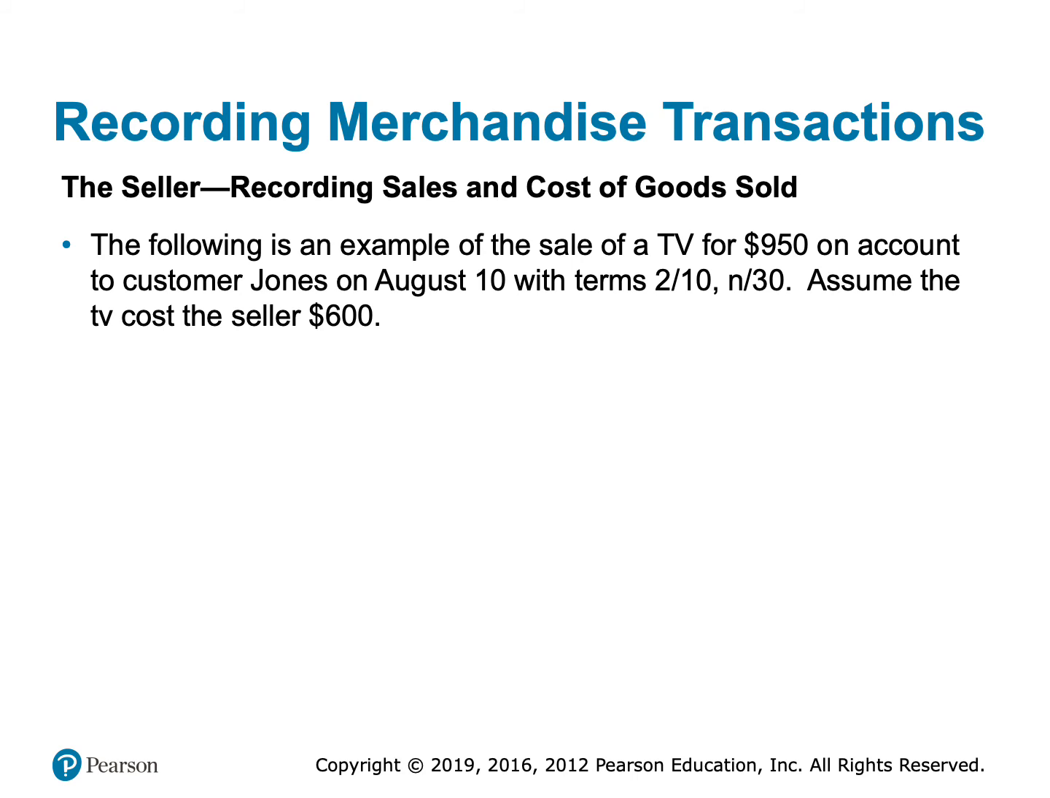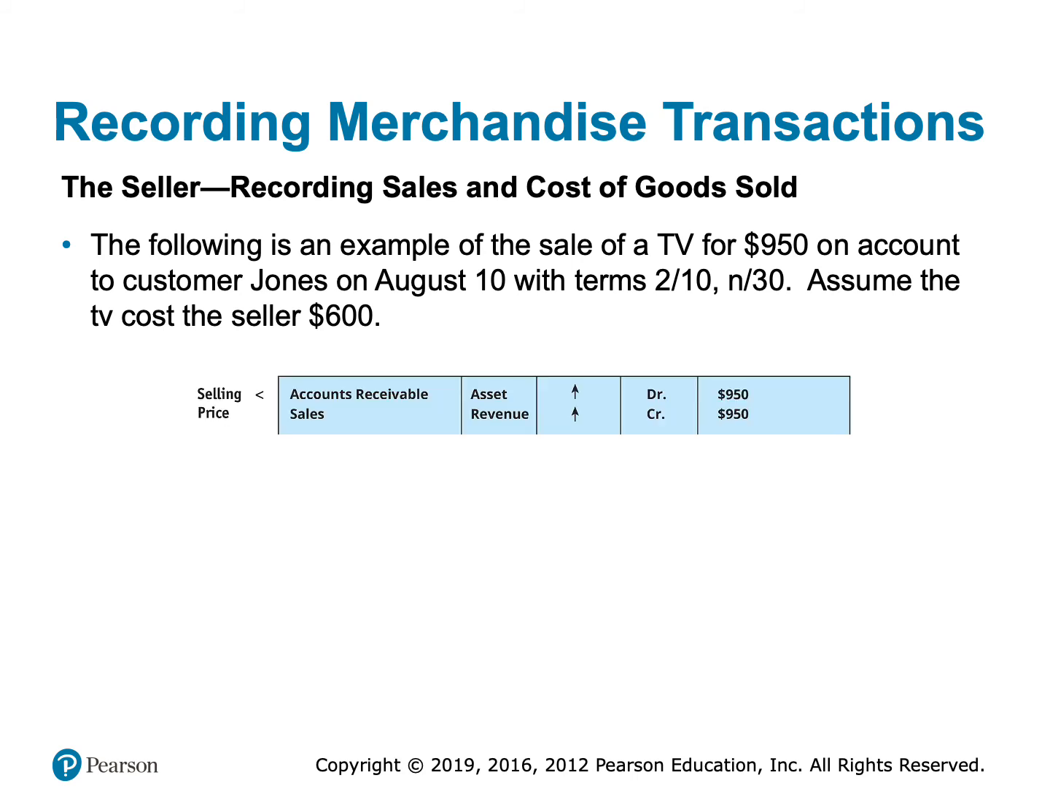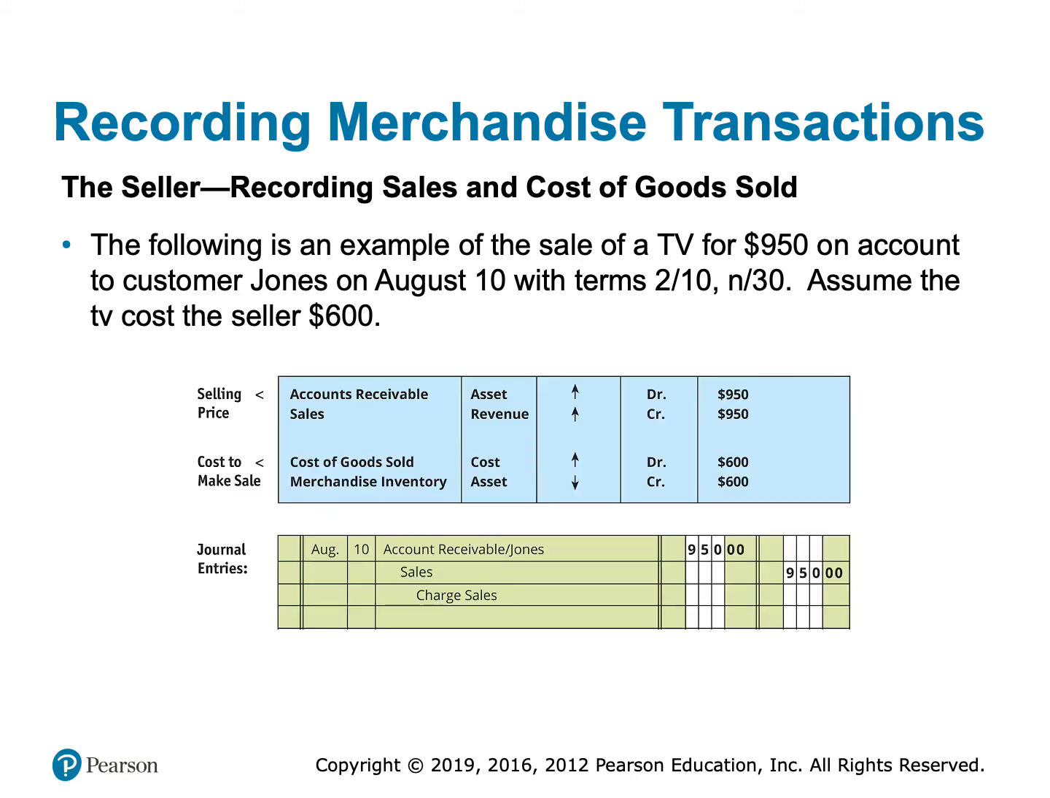Okay, so hopefully you're back from your pause. Our first entry is we want to debit accounts receivable, credit sales. Sales is a revenue account that we typically use when we are selling a good. You may see it called sales revenue or just sales, but typically when we're selling a good as opposed to a service, we'll call it sales.